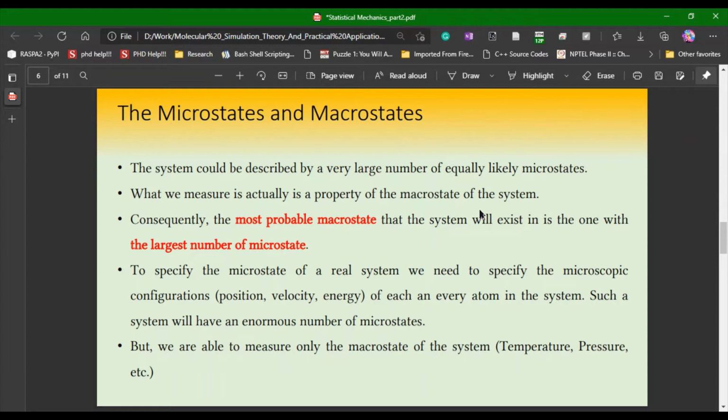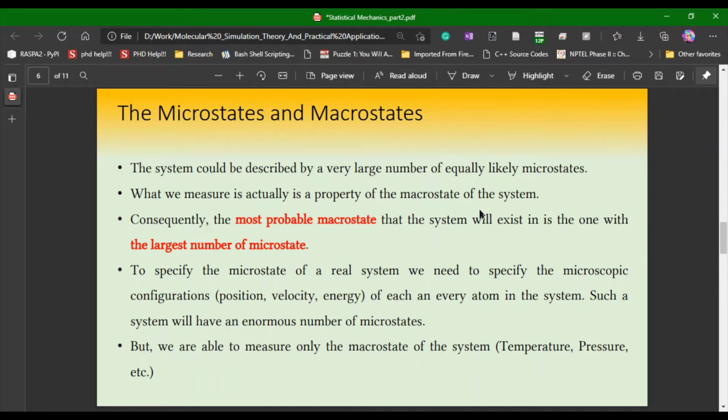To specify the microstate of a real system, we need to specify the microscopic configurations, for example position, velocity, energy, etc. If you have particles in a system, each particle is defined by 3 coordinates for position and 3 components of velocity, and apart from that, energy for each particle. All of this information goes into describing the microstates of the system. The properties that we measure, like temperature, pressure, etc., are the macrostates of the system.